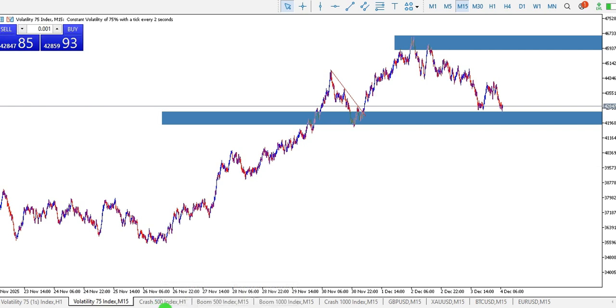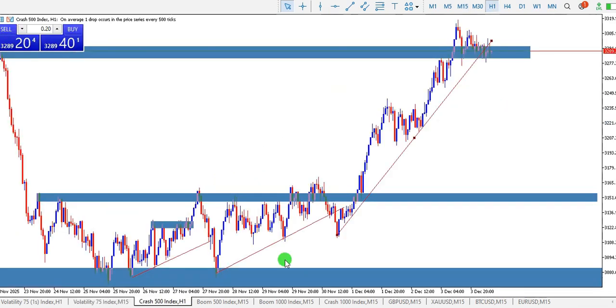No fundamentals, just pure technicals, and if your technicals play out, then you're good to go. That said, let's go to the next one, which is going to be the Crash 500.